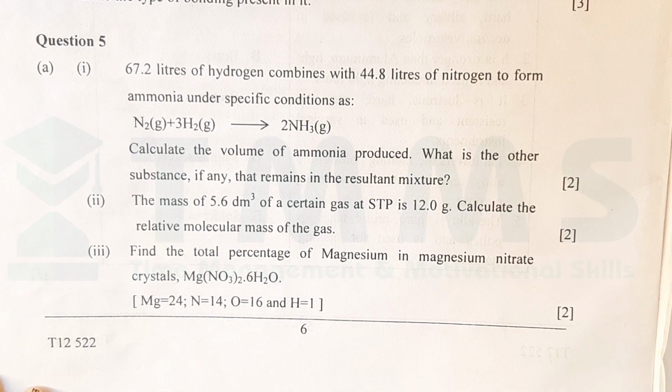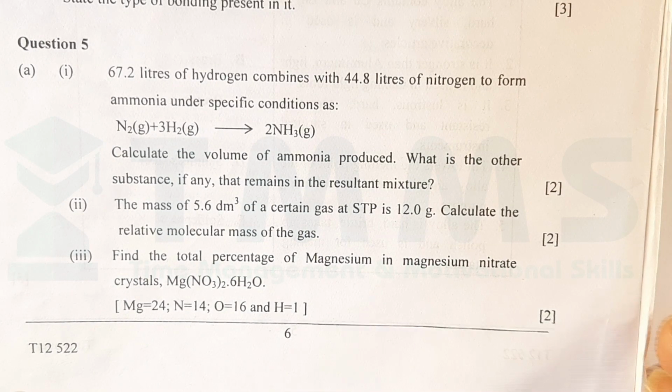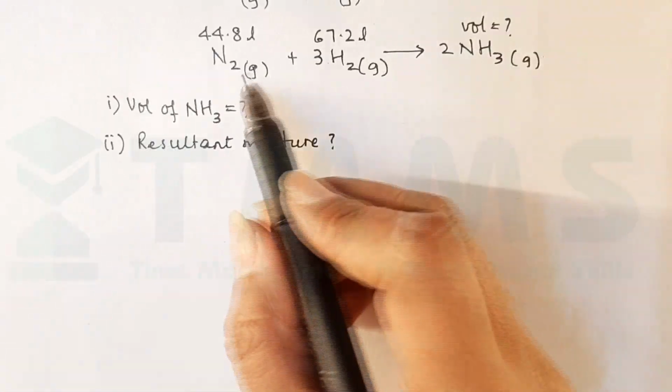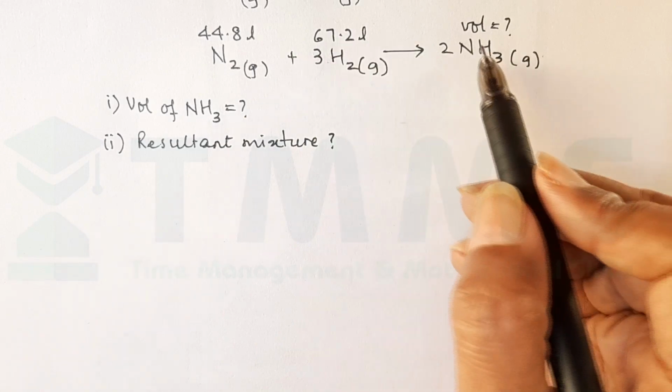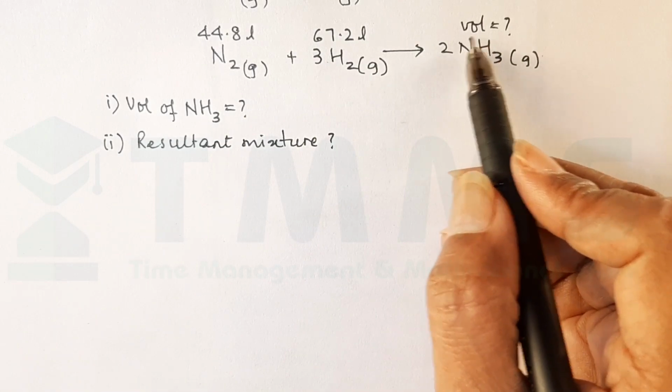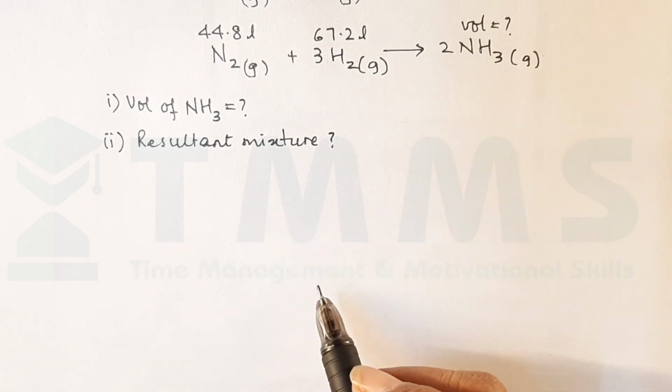Now, tip number 1 is to write the equation and write the data that is given in it. So let us see how we proceed with that. So we have written the equation and we have written the data that is given and the data that is to be found out. This is our tip number 1.